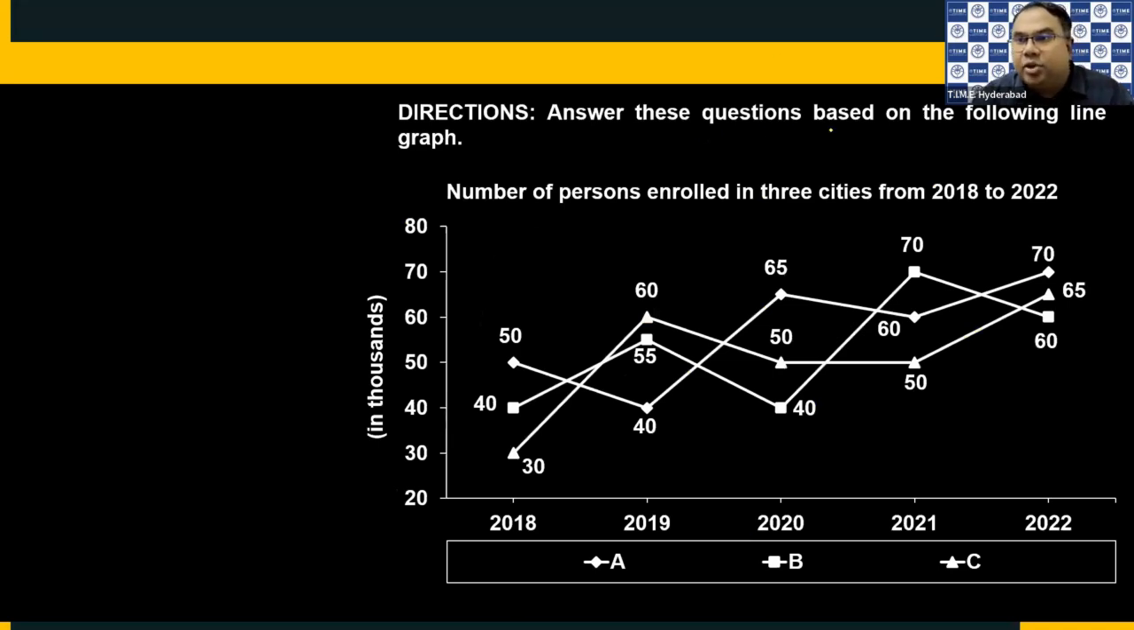Second set. Answer the questions based on the following line graph. What is the data we have here? Number of persons enrolled in 3 cities from 2018 to 2022. All these are given in thousands. Units are given here, you can see units are thousands. 2018, 19, 20, 21 and 22. A, B, C. The rhombus shape one represents A, the square box represents B, the triangle shape one represents C. So let's move ahead.